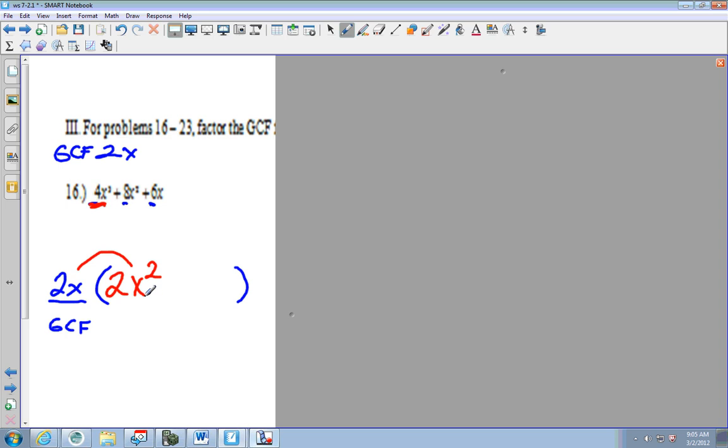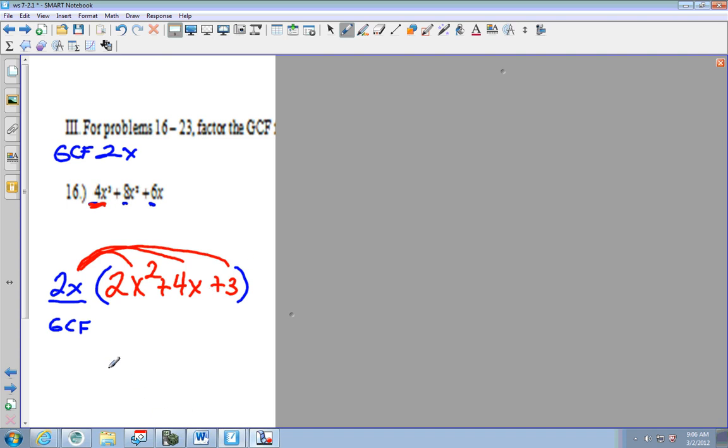Okay? Plus, now what do I have to take 2 times to get 8x squared? 2 times what is 8? 4. It's not x squared. 4x, because x times x gives me x squared. Now, 2 times what gives me 6x? Plus 3. Do I have to put an x on it? No.